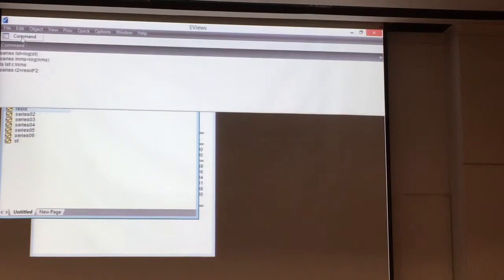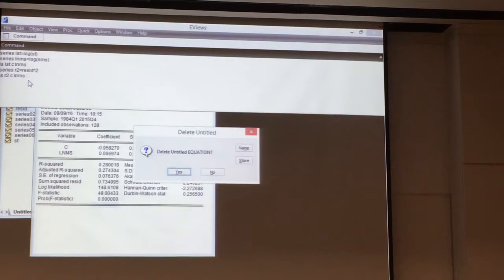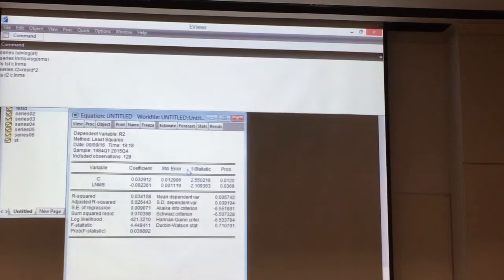Now we'll run the regression between R2, constant, and then the independent variable is log New Zealand money supply. What is your conclusion? What conclusion can you make from this?